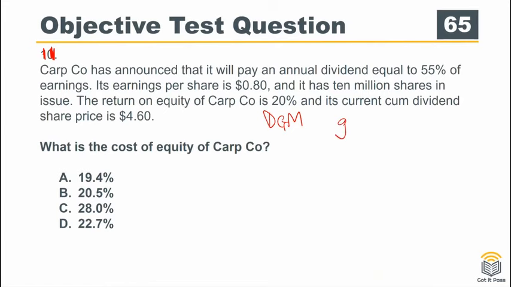Okay, remember the formula. The cost of equity equals D naught, the current dividend, times (1 plus G), divided by P naught, then plus G. And we don't know G. We don't know G. Do we know the dividend? We can work it out, okay, because we have the earnings per share, and also we have the dividend percentage of earnings. Okay, so we have to find out different variables, including P naught, D naught, and also G.